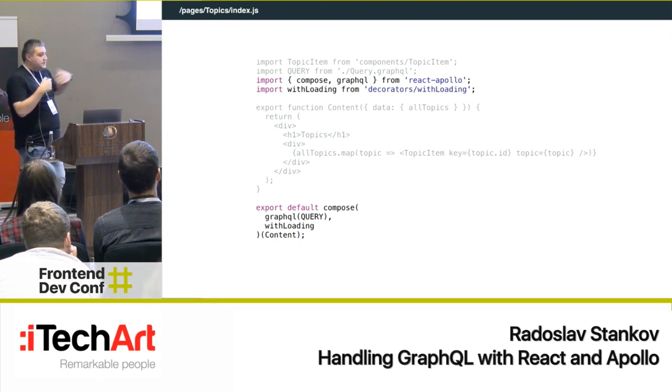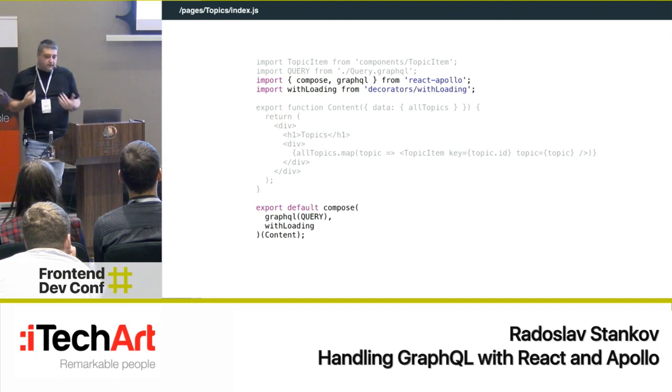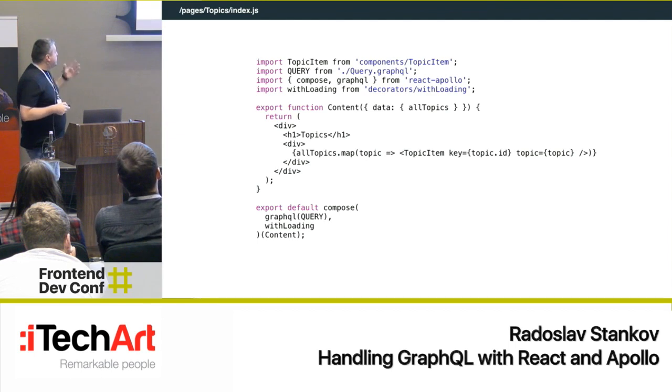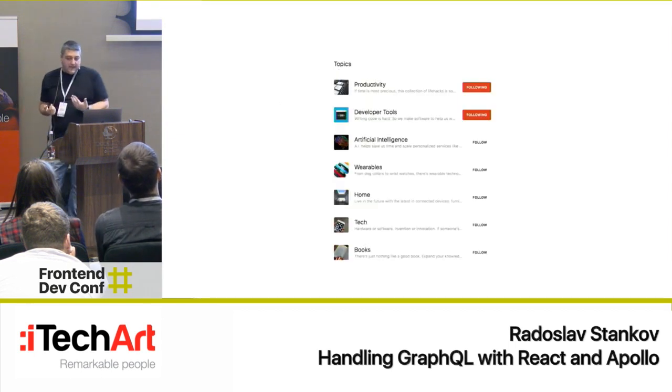Since we use a lot of decorators, this is quite a nice pattern. So you read it, you see, okay, we get the GraphQL query, we show loading text, and then we show the content. It's quite readable. And yeah, that's pretty much it. This is how we get to our page.